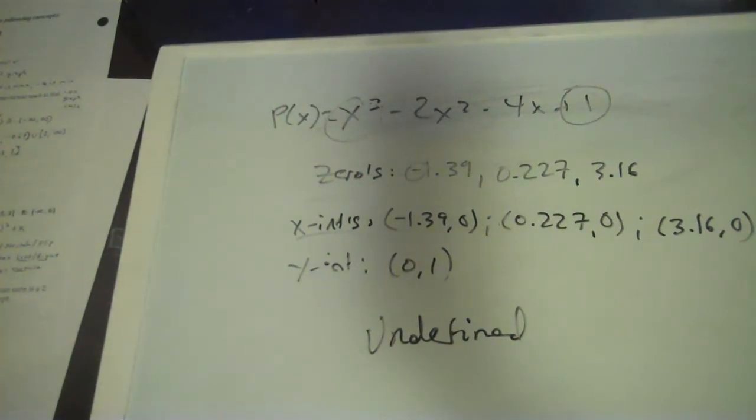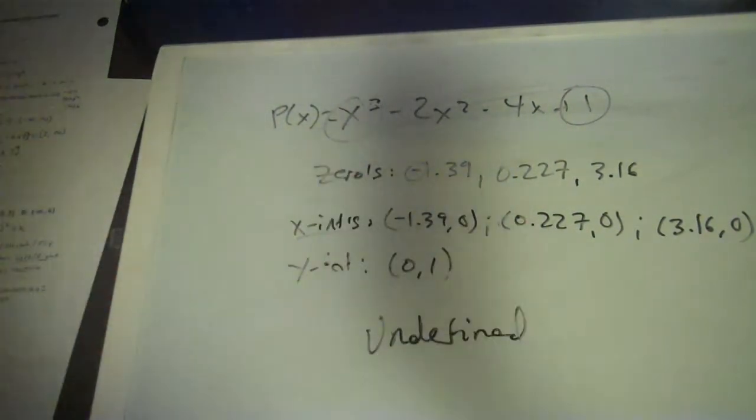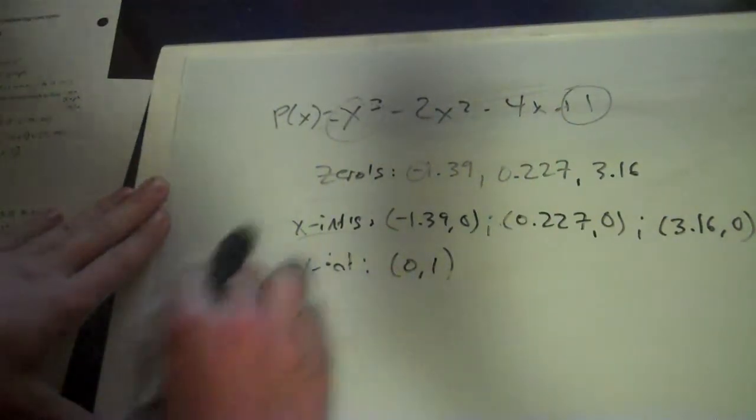Next is going to be finding the local maximums and the local minimums. This is also done through the graphing calculator, and I'll show you how to do that right now. We're going to press second again and calc, and then go down to minimum.